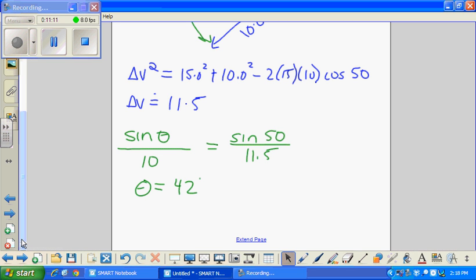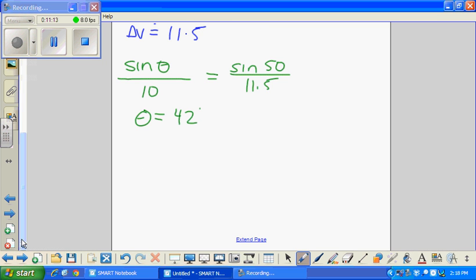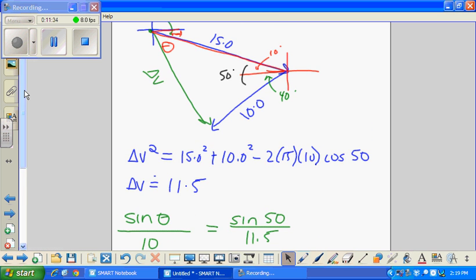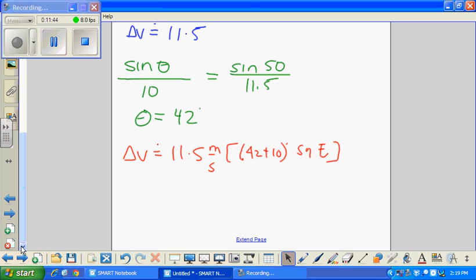So now I know delta V. I'm going to write the rest of the answer in a small area. Delta V equals 11.5 meters per second, 42 plus 10 degrees south of east. Remembering the 42 plus 10 comes from the original: it is 42, so this is 42 plus this little bit, south of east. Finally, I'm not there yet because I need acceleration, but we're really close.